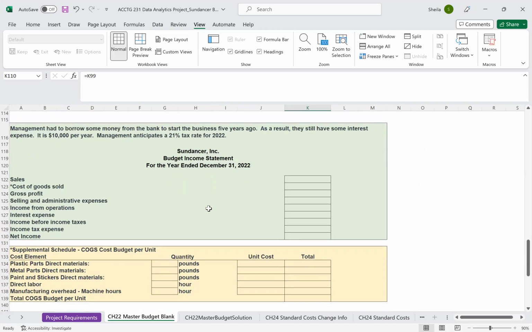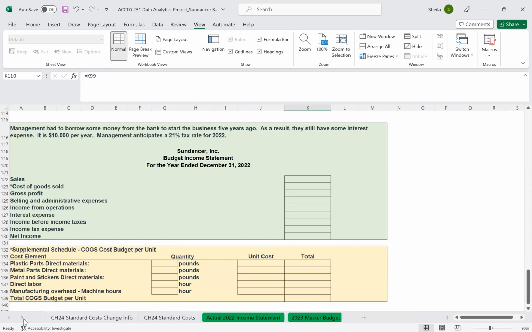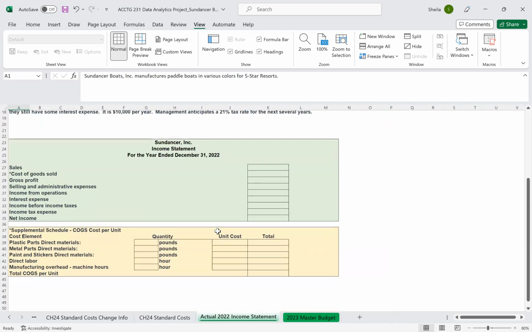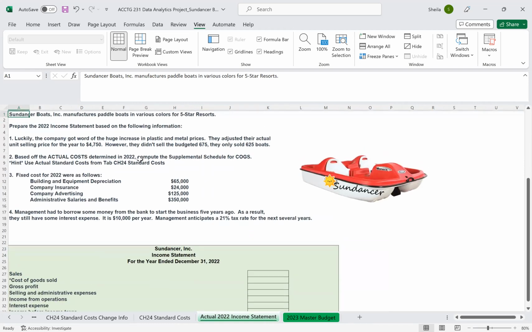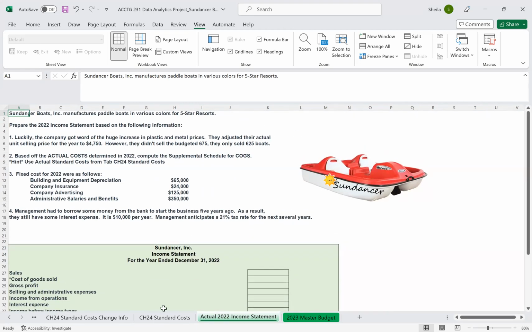Okay, so now keep in mind that we're going to walk through this, but as part of your project, you're going to be completing the actual 2022 income statement. We're just doing the budget right now. You're going to be filling in the actual income statement based on actual information. Okay, so that's the first part of your true project. So keep that in mind as we work through this.